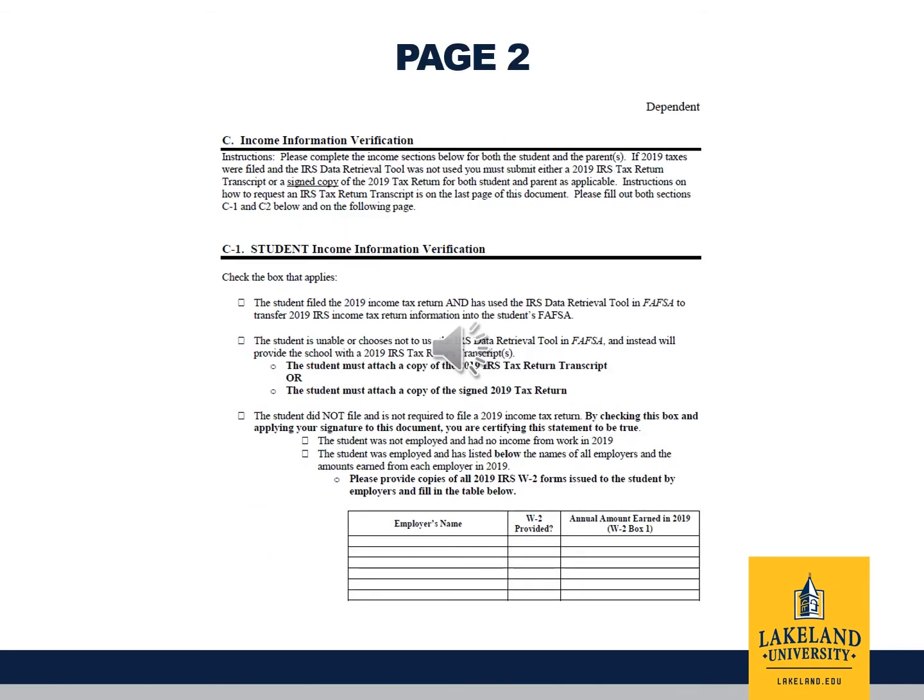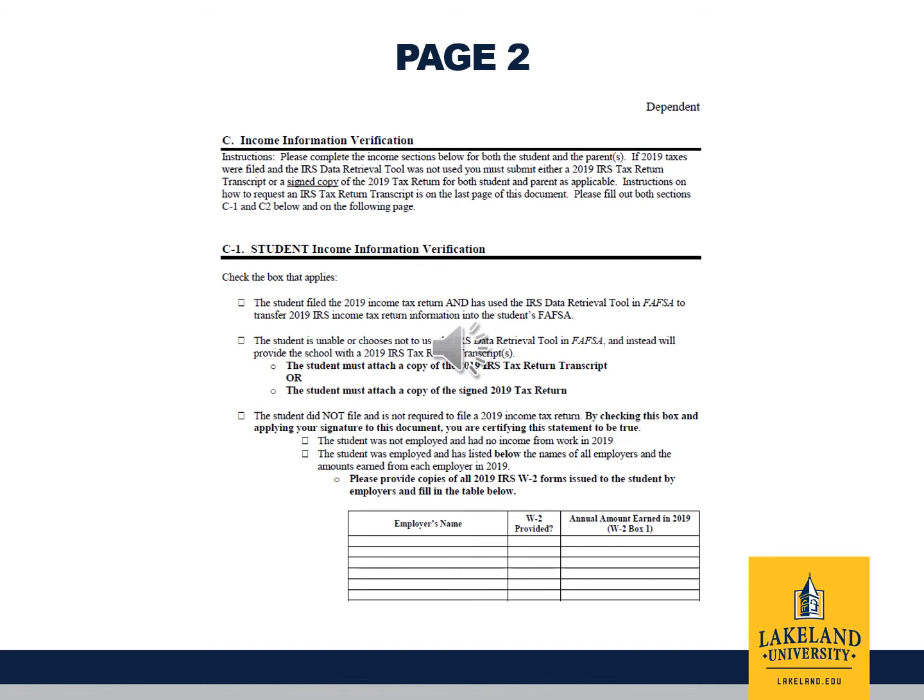Page 2 of the verification form is about the student income that was completed in the FAFSA. If the student completed a 2019 tax return and used the IRS data retrieval tool, you will check mark the first box. If the student filed a 2019 tax return and manually entered all the information, you will check the second box. We will then need either a copy of the 2019 IRS tax transcript, or we can accept a signed copy of the 2019 tax return.